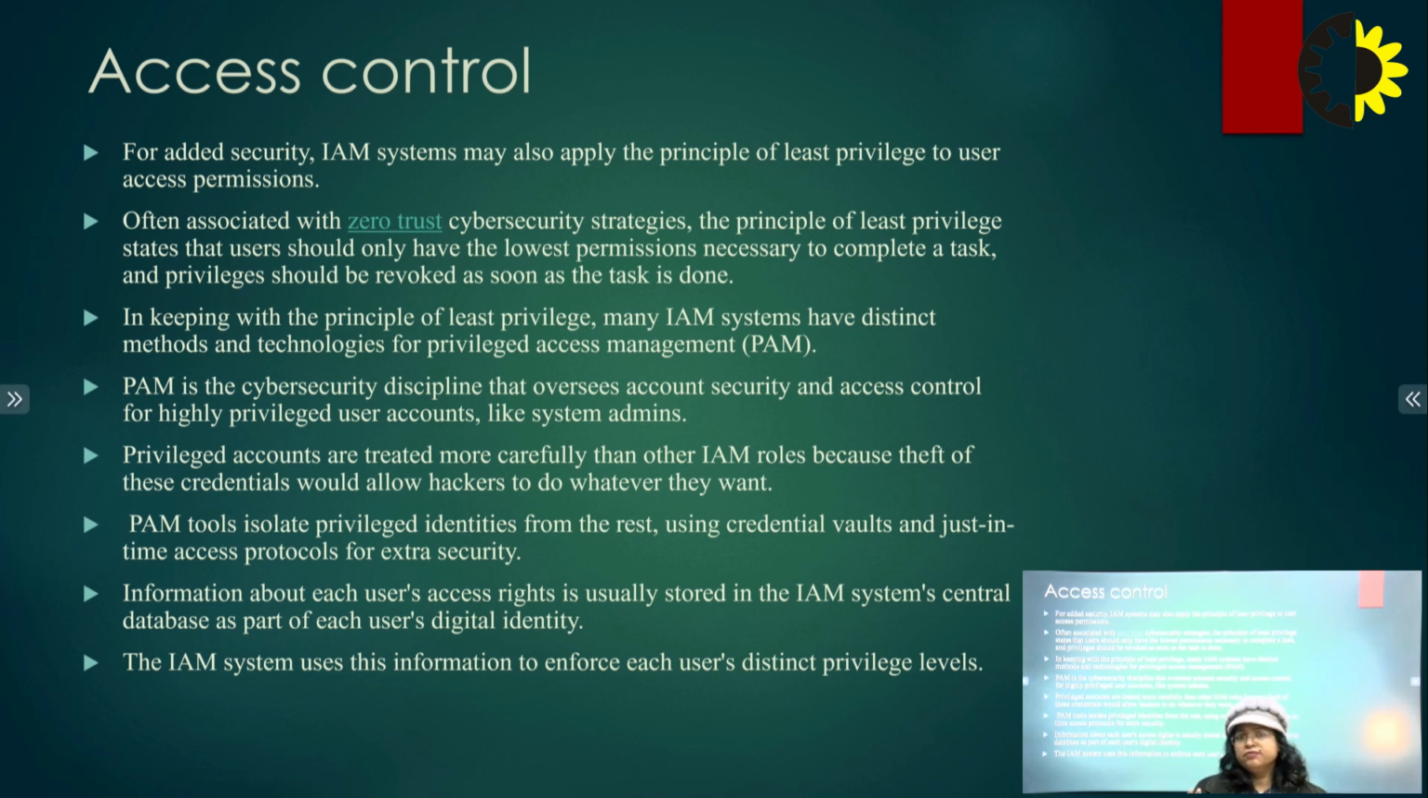So these privileged accounts are very important for the company. The safety of these accounts is very critical for the company. So these PAM tools isolate privileged identities from the rest using credential vaults and just-in-time access protocols for extra security. Information about each user's access is usually stored in the IAM system's central database, as part of the user's digital identity. So IAM systems use this information to enforce each user's distinct privilege levels. So this is the access control.